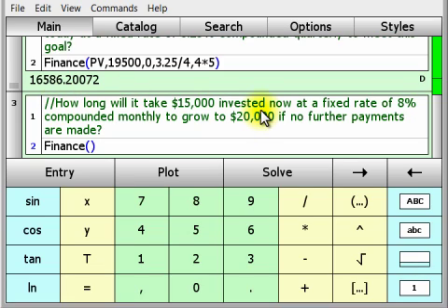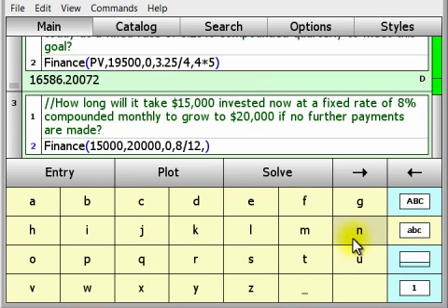All right, $15,000 is being invested now, so that tells me that that's the present value. I know my future value. I know I want the money to grow to $20,000. There are no payments, and then the interest rate itself is 8% compounded monthly. What I do not know in this case is how long it's going to take. In other words, I don't know n, I don't know the total number of compounding periods. So go ahead and replace that with the variable n, since that's what we don't know.